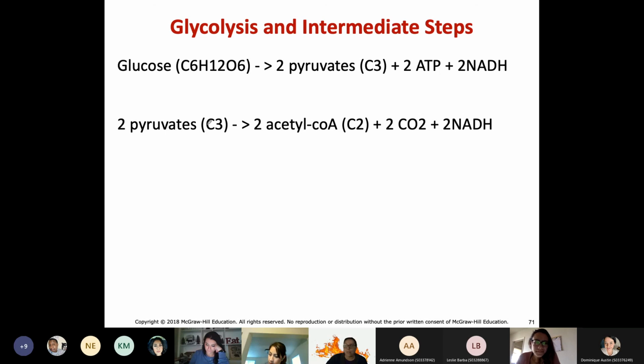So twice I made 2 acetyl-CoAs, and those ended up giving off a carbon. I went from C3 to C2. I lost a carbon. My carbon structure is falling apart. Well, guess what? You released that carbon in the form of 2 CO2s. So for the first time ever, guys, you've generated CO2s. Your cells are breathing, everybody. And along the way, this intermediate step gave us 2 more NADHs.